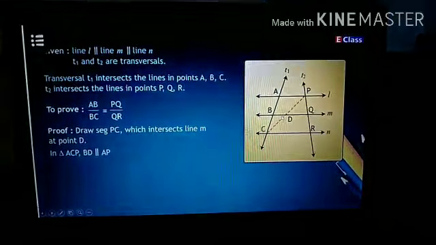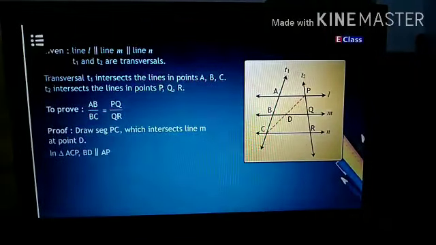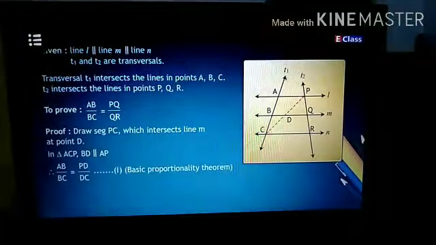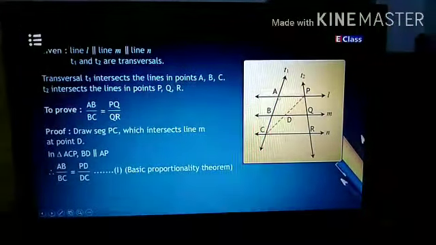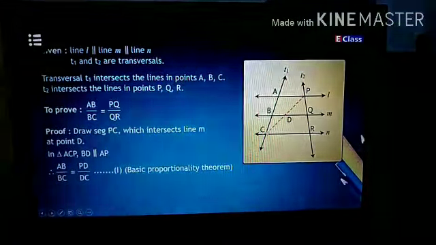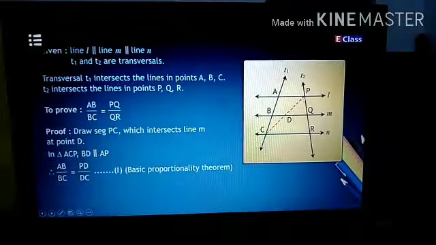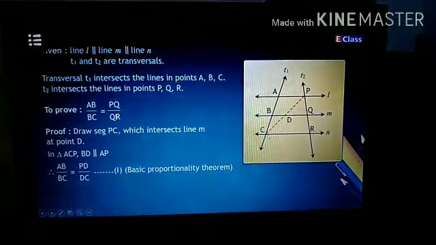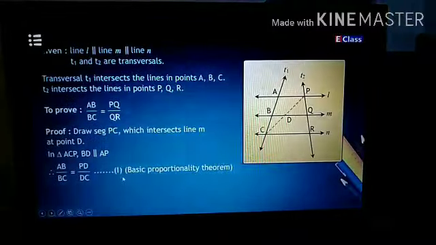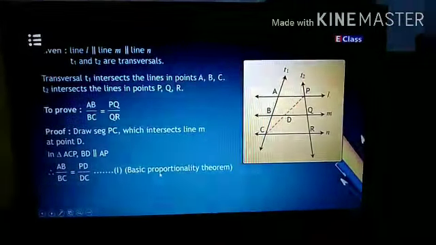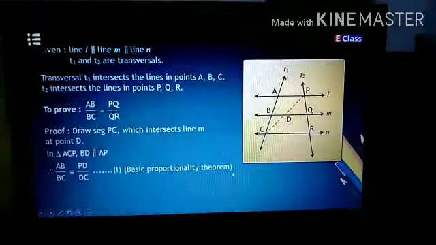So we'll write the ratio of the sides. Let's see how to write it. We get the ratio as AB upon BC is equal to PD upon DC. We name it as equation 1, and as the reason we will write basic proportionality theorem.